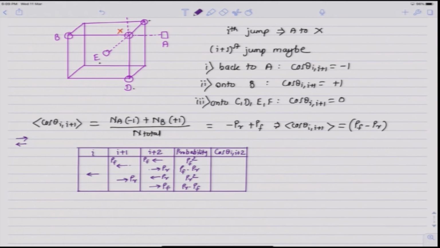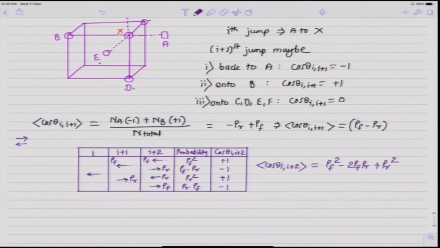And if we see the combinations of the ith and I plus second jump, for the first combination the two jumps are in the same direction. So, cos theta I plus 2 would be plus 1. For the second, the two jumps are in the opposite direction. So, cos theta is minus 1. For the third one again, the two jumps are in the same direction. So, the cos theta would be plus 1, and for the last one it will be again minus 1. So, the average of cos theta I plus 2 would be PF square minus 2 PF PR plus PR square.